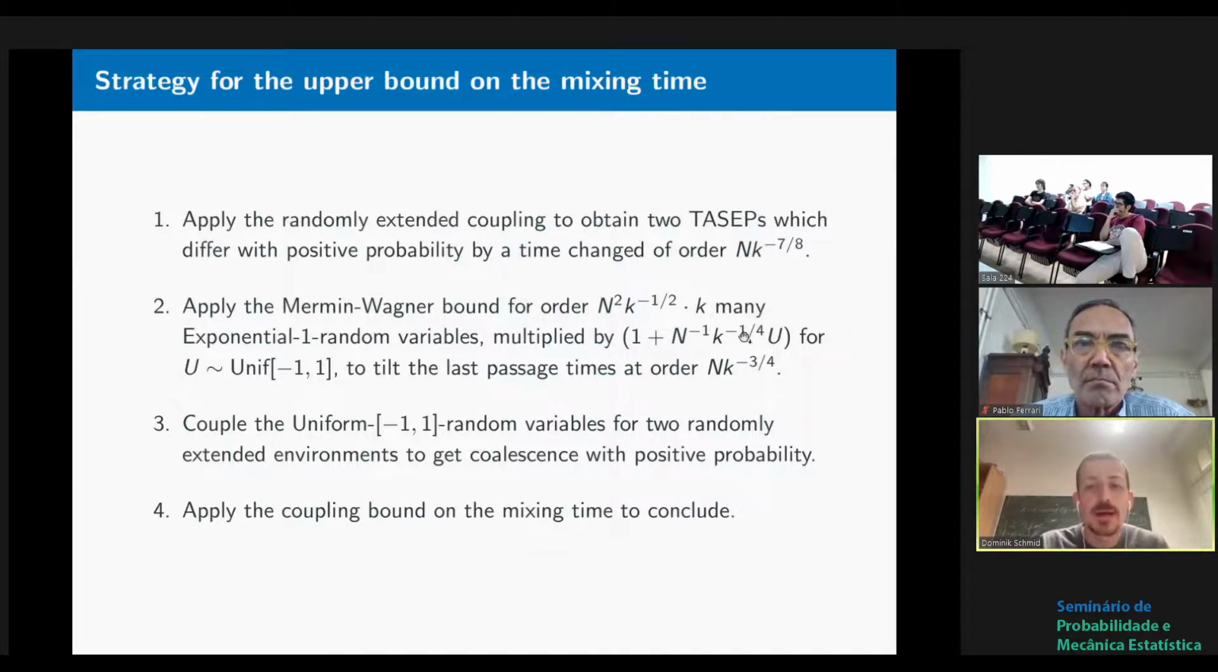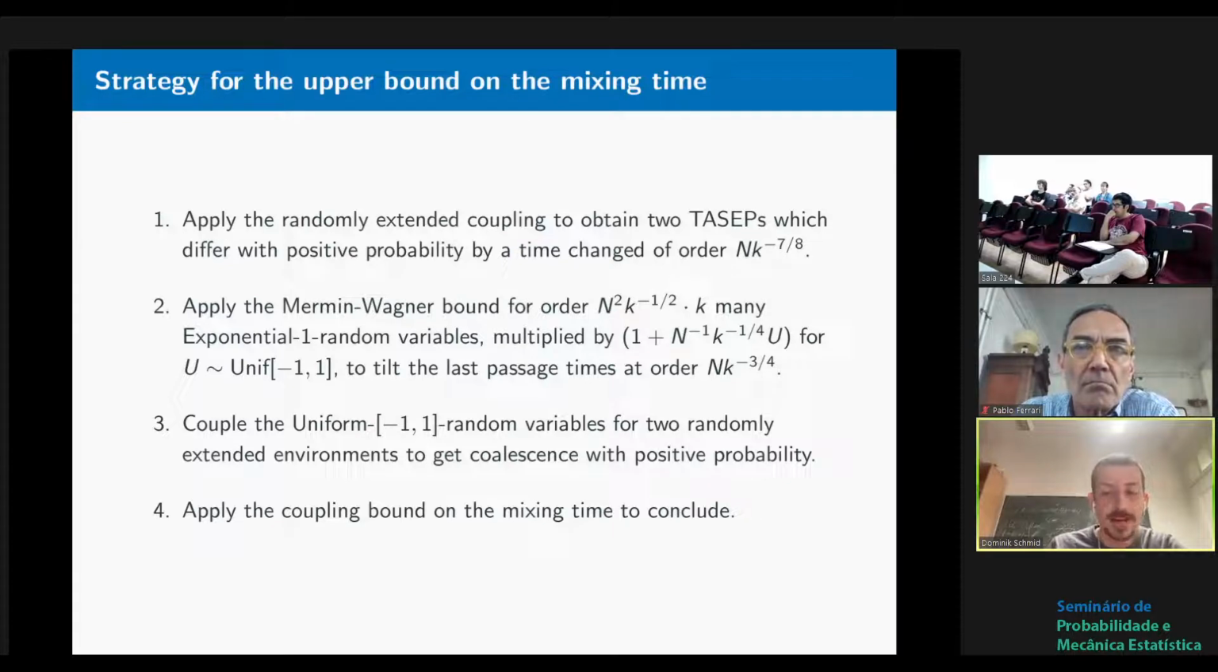But what do we get by multiplying each of these individual exponential random variables by this factor? Well, we can tilt the last passage time at order n times k to the minus 3 over 4. This is now enough to get rid of the time change. So what we do is we couple these uniform random variables for the different initial configurations in such a way that we get coalescence with positive probability.